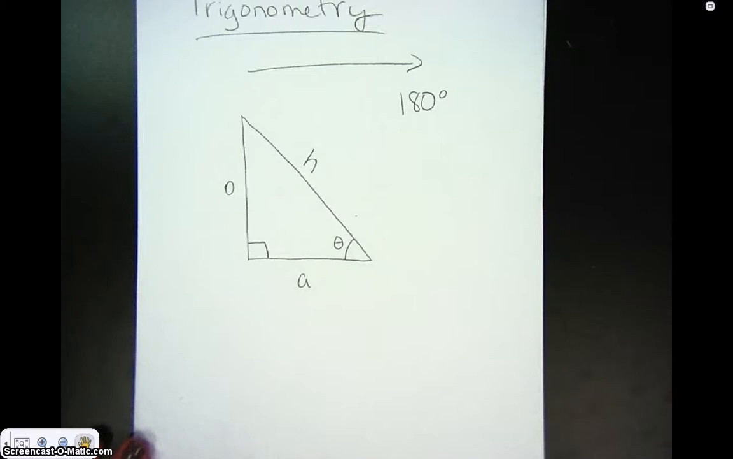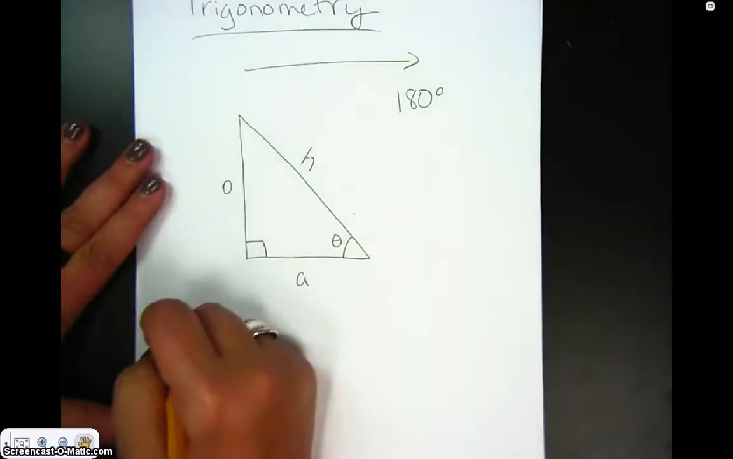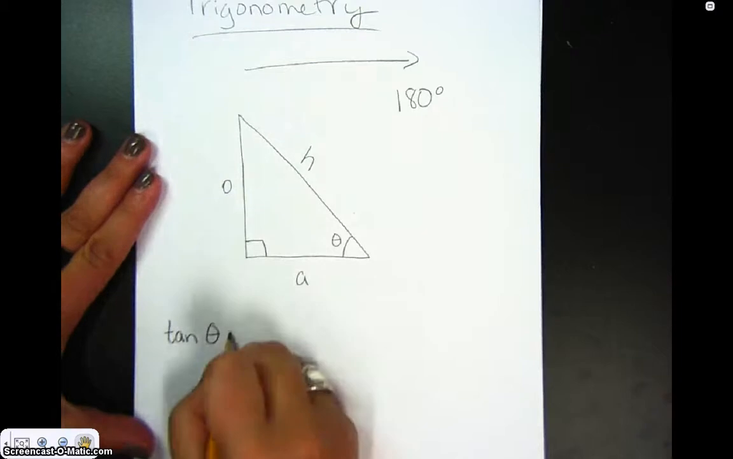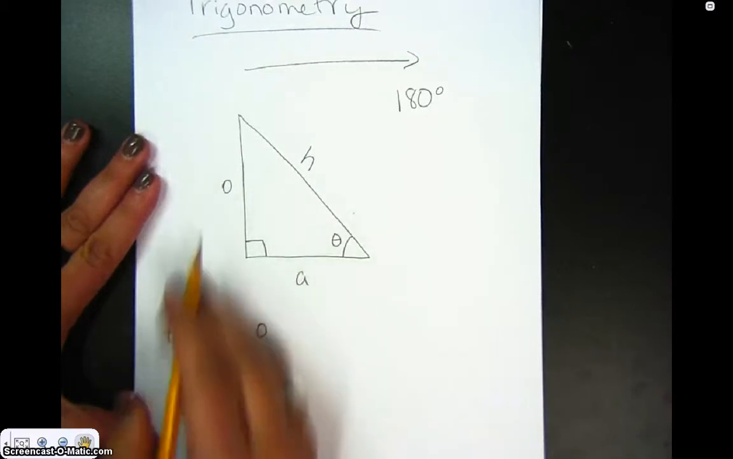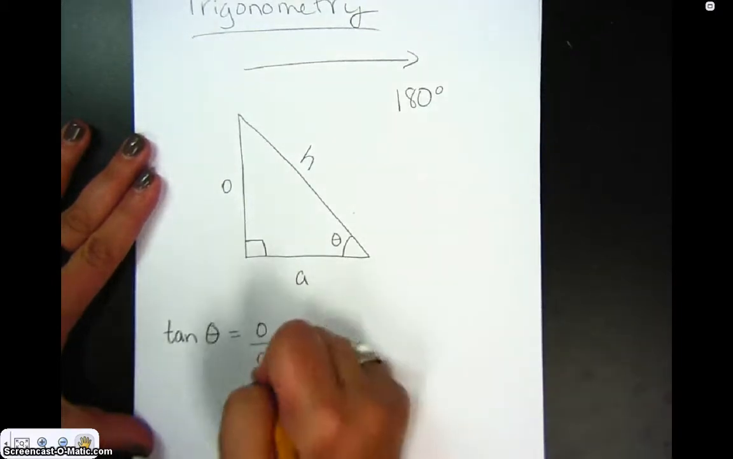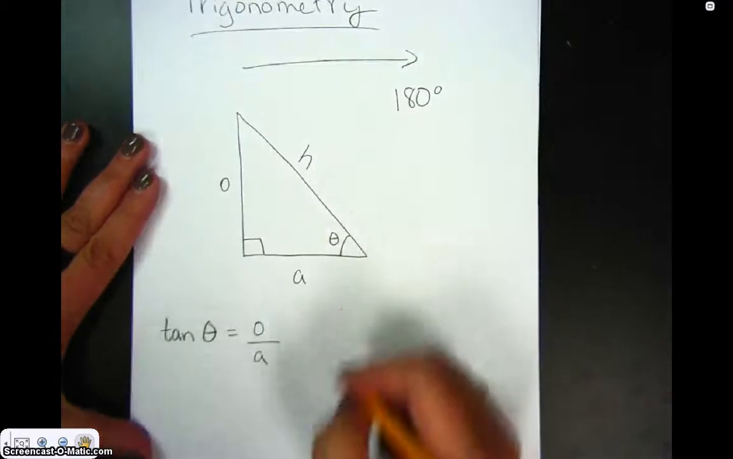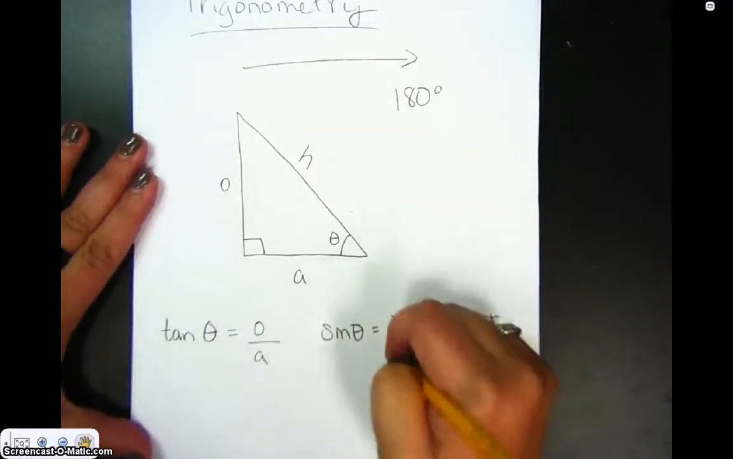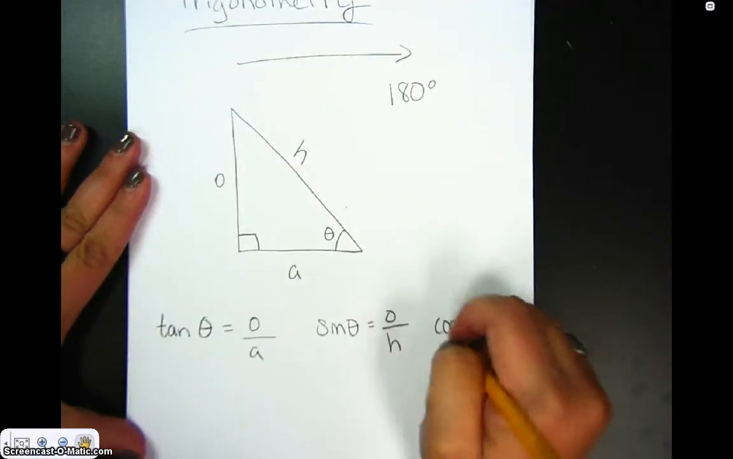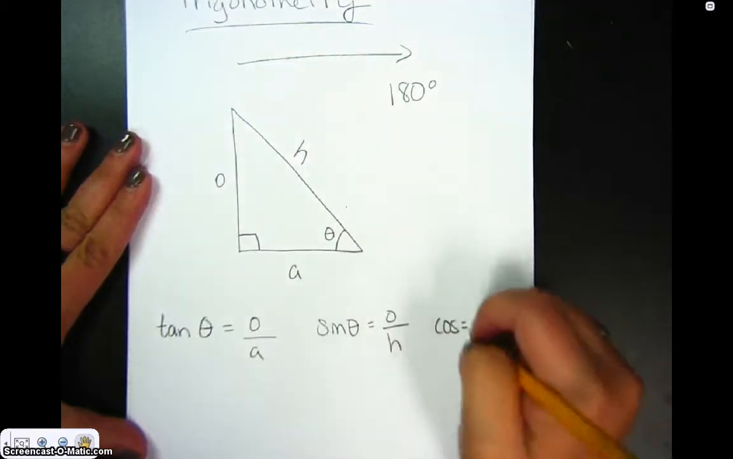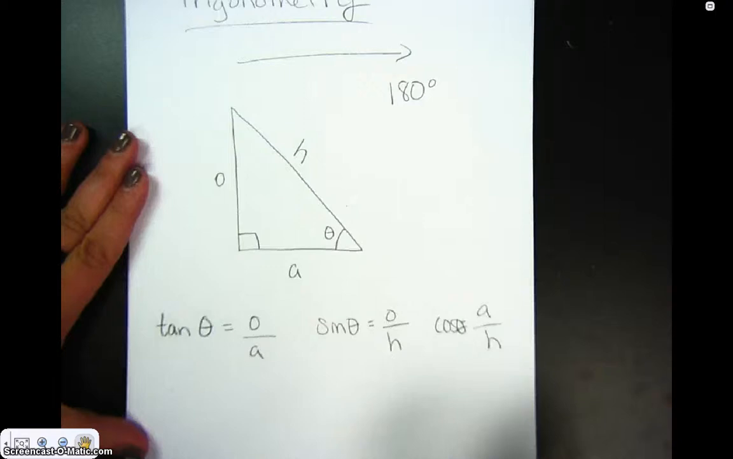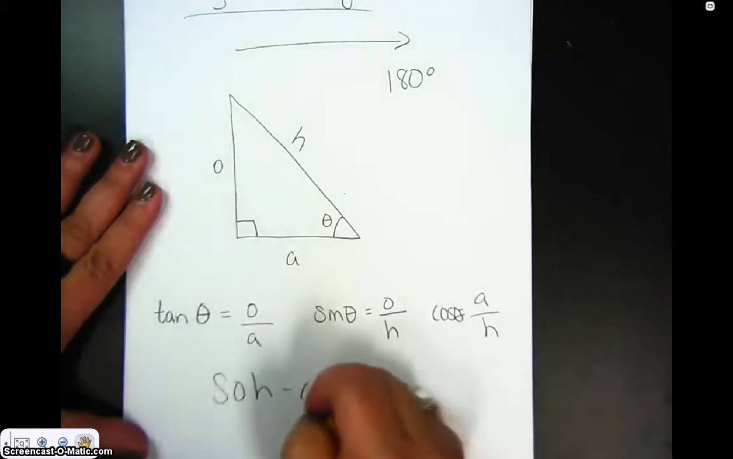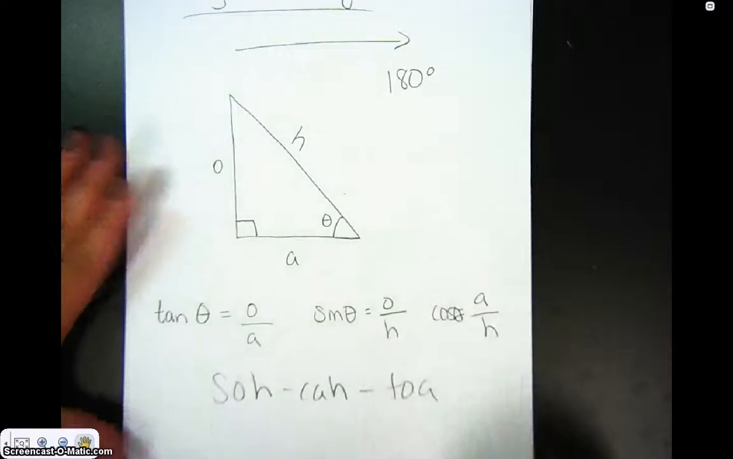The three trig functions we need to know are tangent. The tangent of an angle is equal to the opposite side divided by the adjacent side. The sine of an angle is equal to the opposite side divided by the hypotenuse. And then we have the cosine, which is equal to adjacent over hypotenuse. I wrote them out of order, but people remember them by remembering SOH CAH TOA.